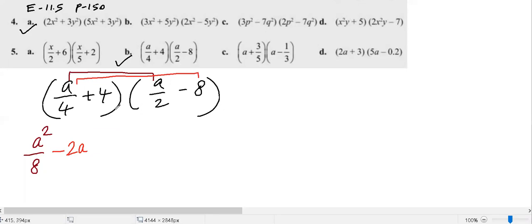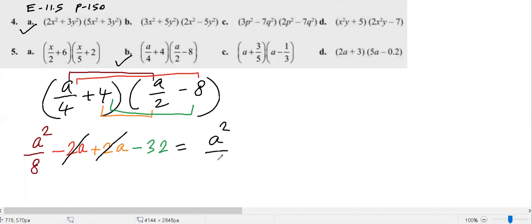Now I will multiply this with this. Okay, 2 1s are 2, 2 2s are 4. So I will get answer as 2 and this a will come. Okay, next I will multiply this with this. Plus into minus is minus. What is 8 4s? 8 4s are 32, correct? 32. So here you can see that plus 2a and minus 2a get cancelled, and I will get answer as a square by 8 minus 32. So this is the answer. Got it?